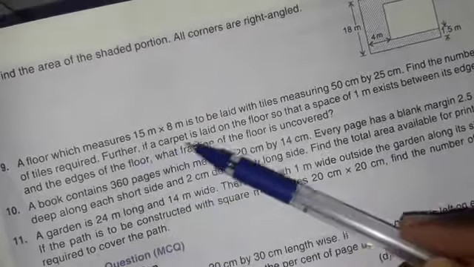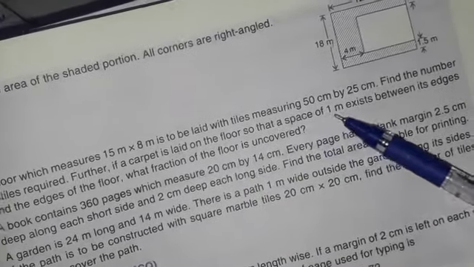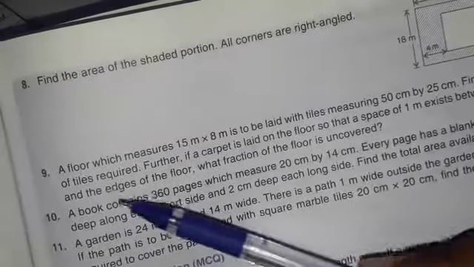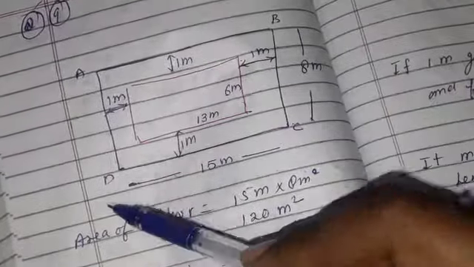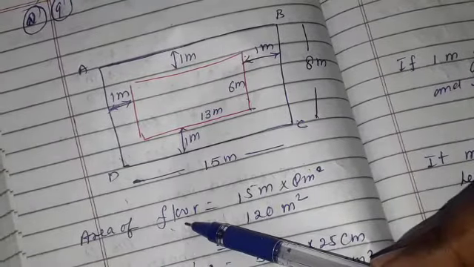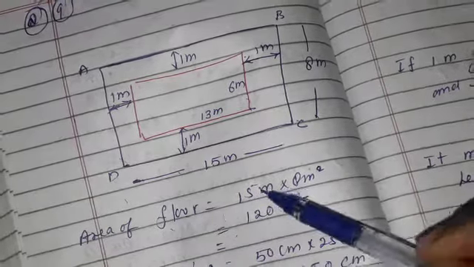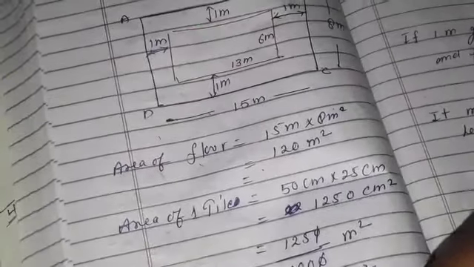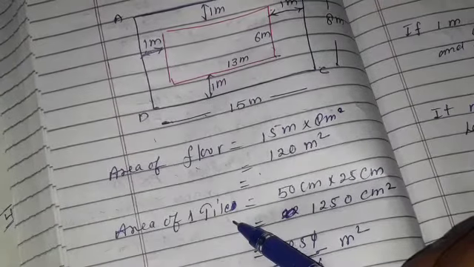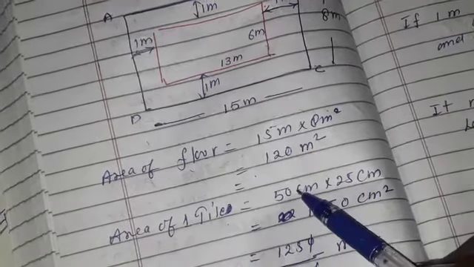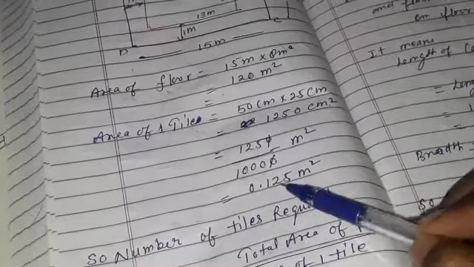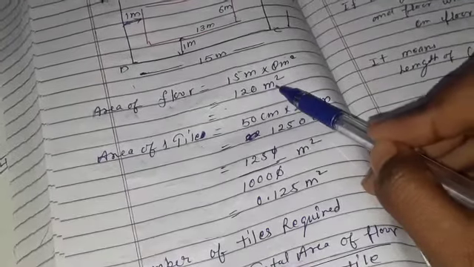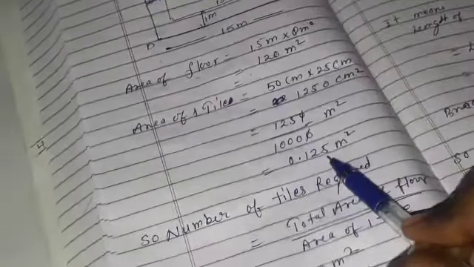After that, further, if a carpet is laid on the floor so that a space of 1 meter exists between its edges and the edges of the floor, what fraction of the floor is uncovered? So class, this ABCD is your floor and they give you the length and the breadth of that floor. So the area is 15 meter into 8 meter, 120 meter square. Also, they give you the measurement of tiles, which is 50 centimeter into 25 centimeter. So the area of one tile is 1250 centimeter square. I convert that centimeter square into meter square because our floor is in meter square. So that is equal to 0.125 meter square.